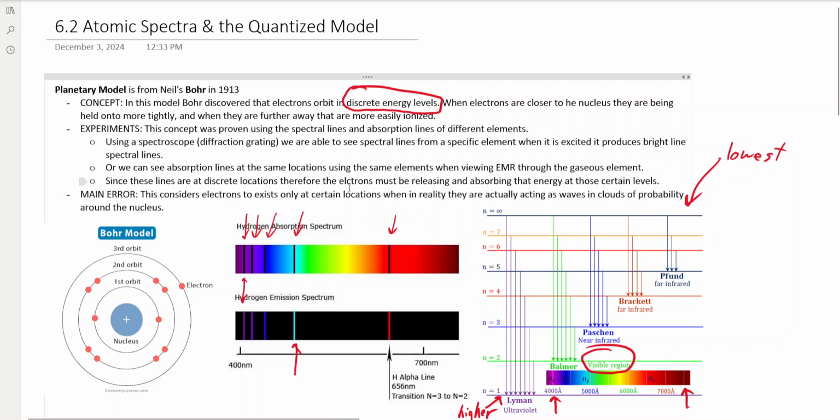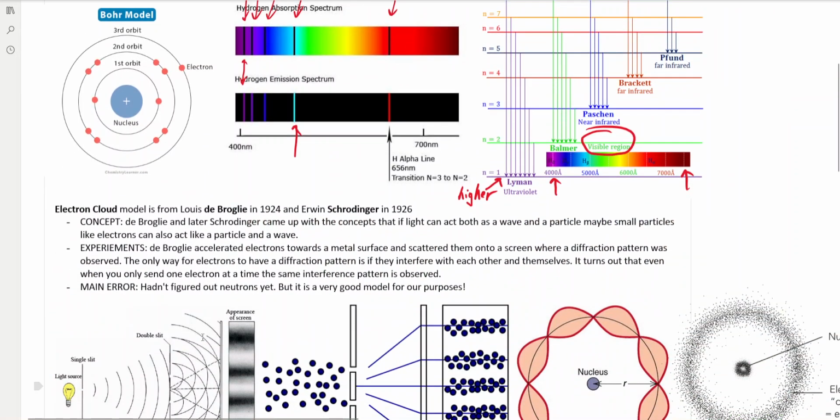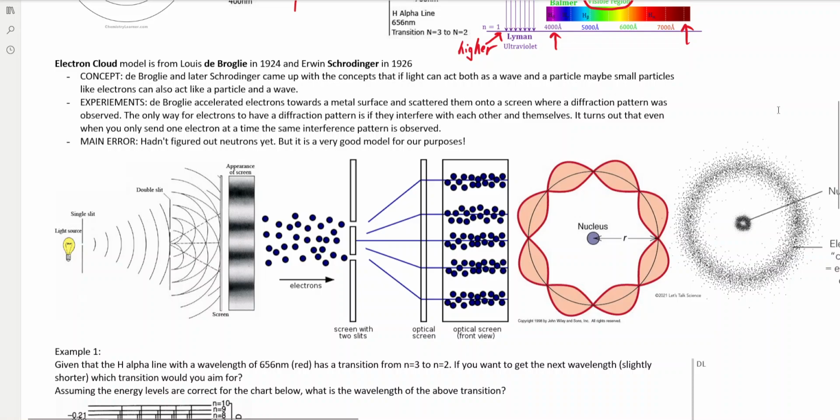The issue is that this considers the electrons to exist only at certain locations, where in reality they are more like a cloud around the nucleus. So let's take a look at what that looks like. The electron cloud model is from Louis de Broglie in 1924, and later Erwin Schrodinger added to it in 1926. They came up with the concept that if light can act as both a wave and a particle, maybe small particles like electrons can also act like a particle and a wave. So particles are actually waves, and waves are actually particles, all at the same time.